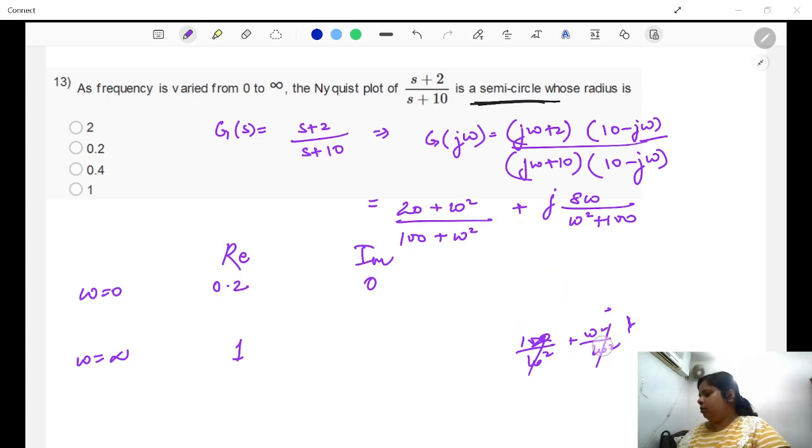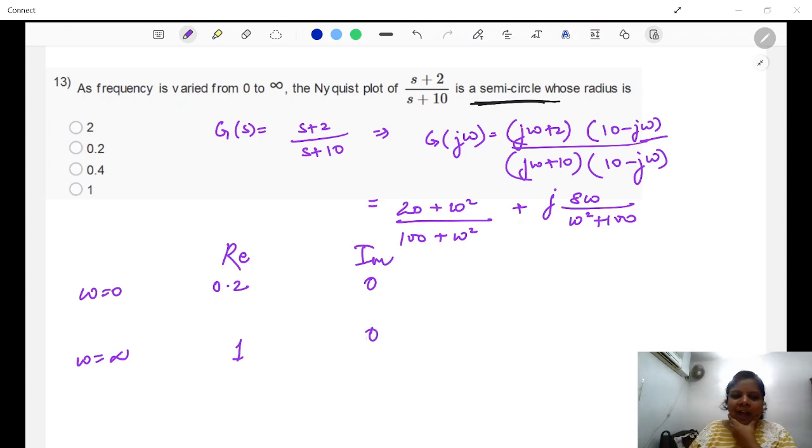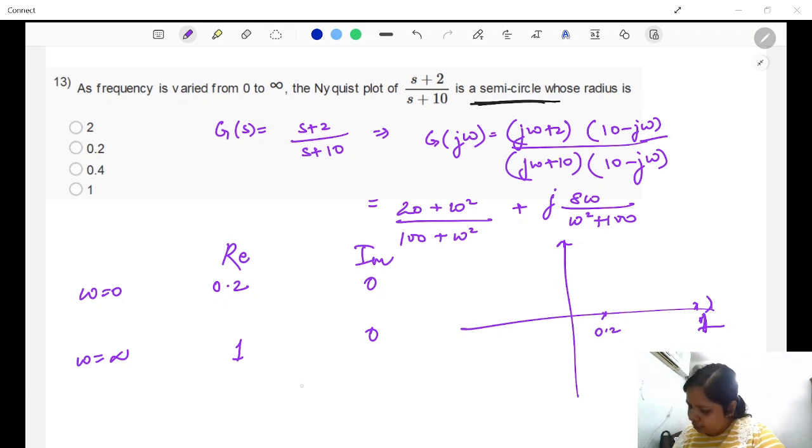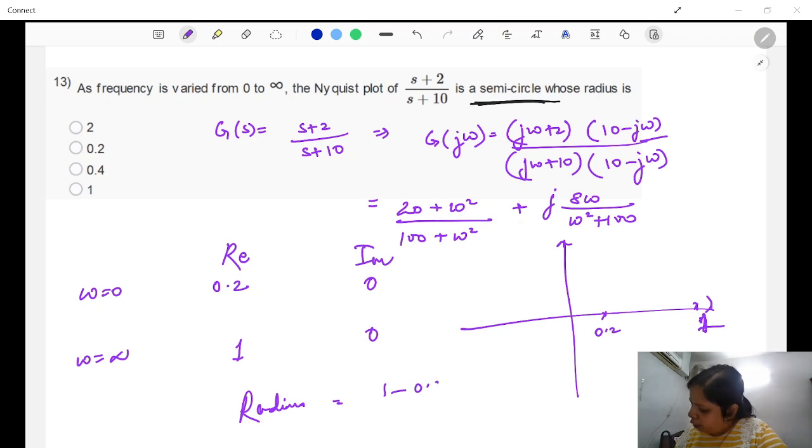And for the imaginary part, it is going to be 0. So you see again, you have both of these on the real axis only. So it is 0.2 and it is 1 and you're going to have a semicircle in between. Now we just want to find out what is the radius. Radius would be 1 minus 0.2 upon 2. That means 0.4. So your radius is 0.4.